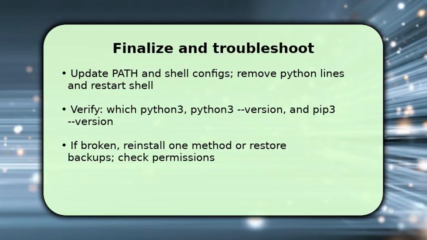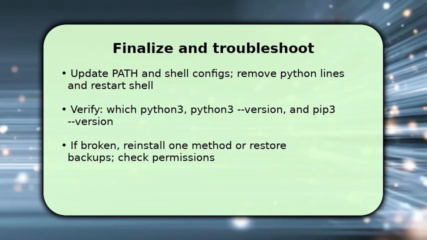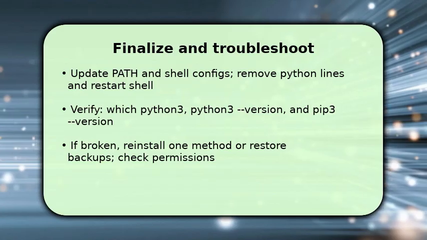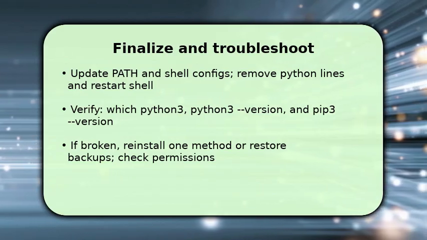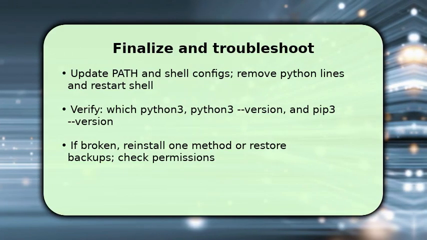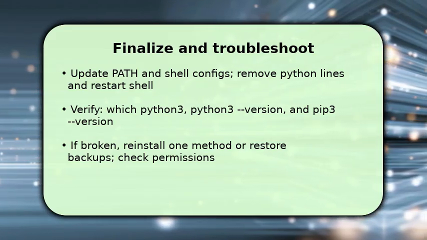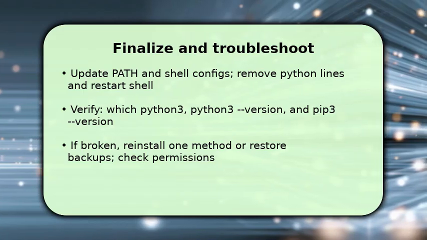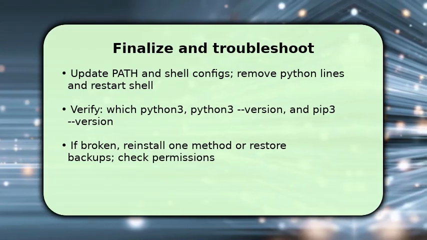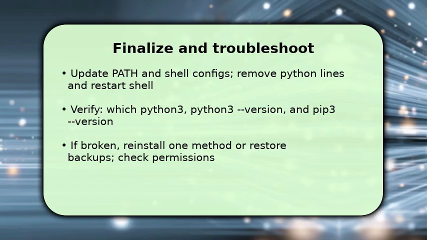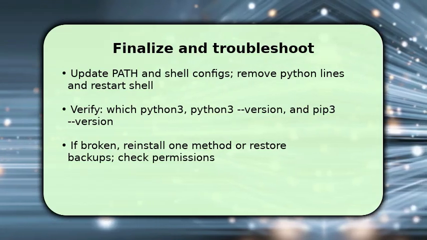Python. Edit ~/.bash_profile or ~/.zshrc to remove any custom PATH entries pointing to removed installs, then restart the shell. Verify with which python3 and python3 --version plus pip3 --version. If commands fail, restore your backups or reinstall a single distribution like Homebrew Python to regain a working binary.